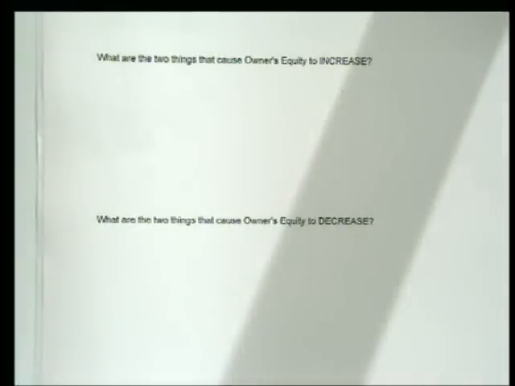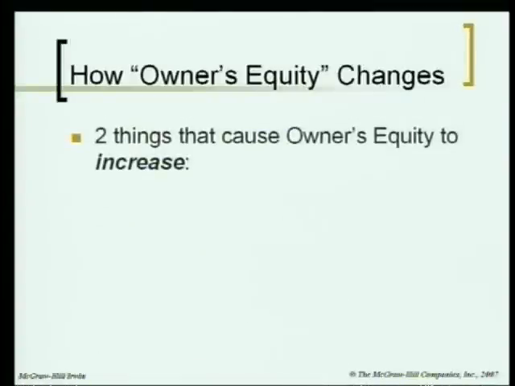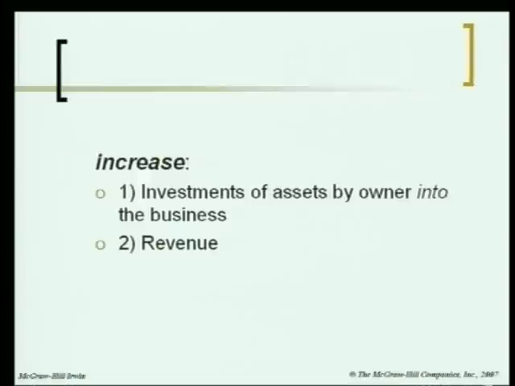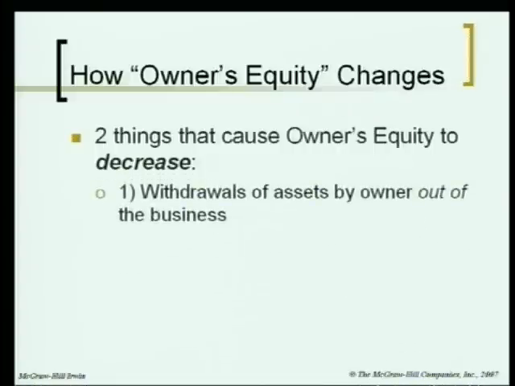Now, we know from the lecture, I'm going to switch over to the computer, the two things that cause owner's equity to increase are investments of assets by owner into the business and revenue, correct? Those are the two answers right there. And the two things that cause owner's equity to decrease are withdrawals of assets by the owner out of the business and expenses, correct?